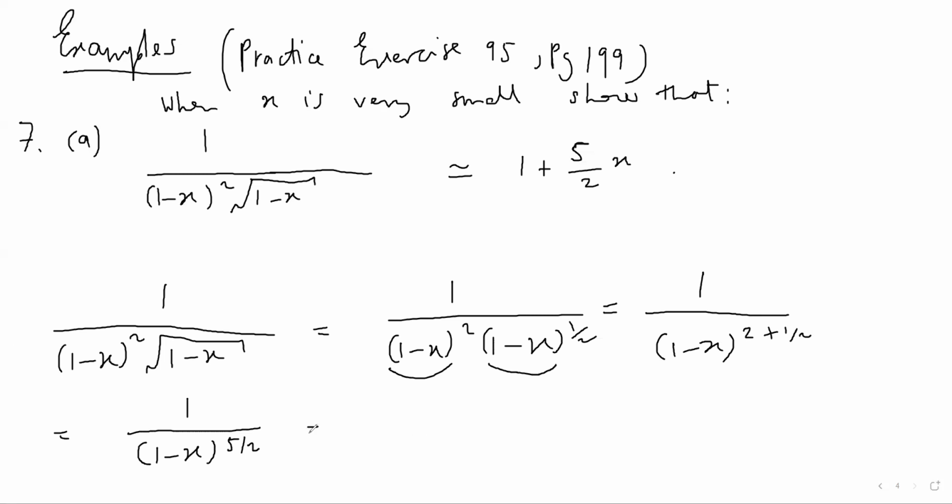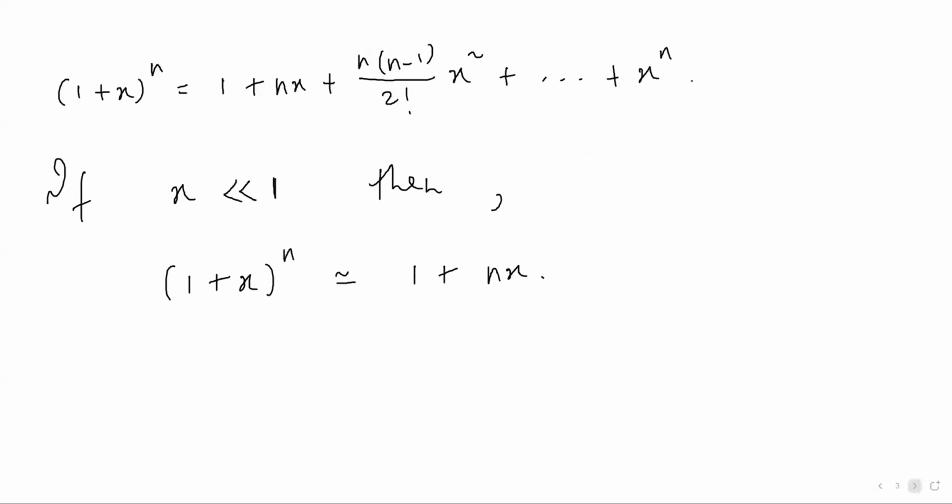All right, so now we're just rewriting this in the proper form, so we can apply that result we discussed before. 1 over (1 minus x) to the power of 5 over 2 is the same as (1 minus x) to the power of minus 5 over 2. Okay, so now we have it in the right format, similar to the format here. So now we can apply this result.